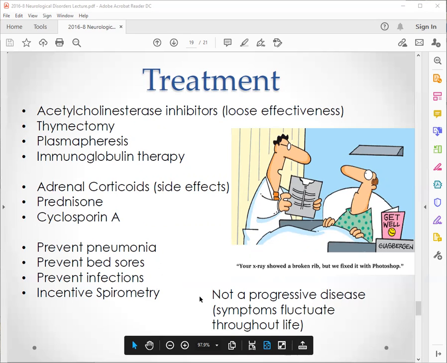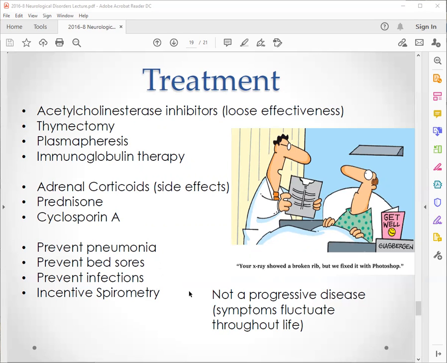And this is not a progressive disease, so symptoms might fluctuate throughout the individual's life. There might be a period of time where they have very severe disease, or appear to have very severe disease, and then there might be periods of time in their life where they're relatively asymptomatic.